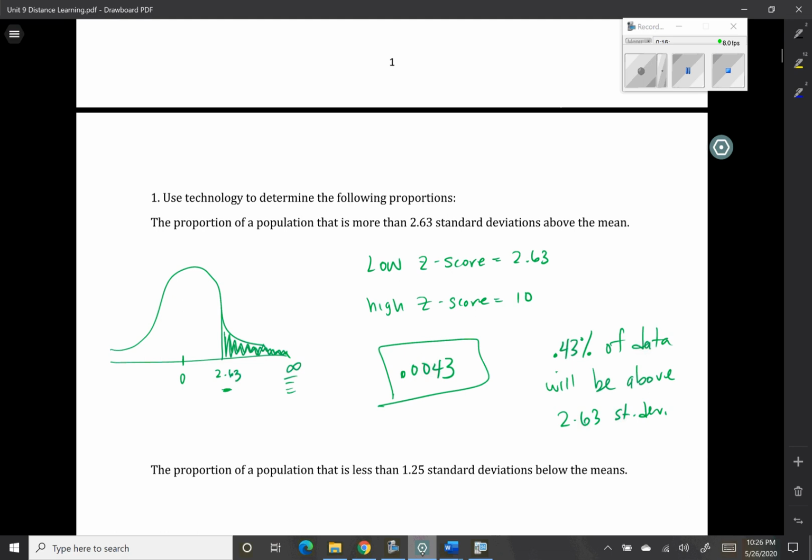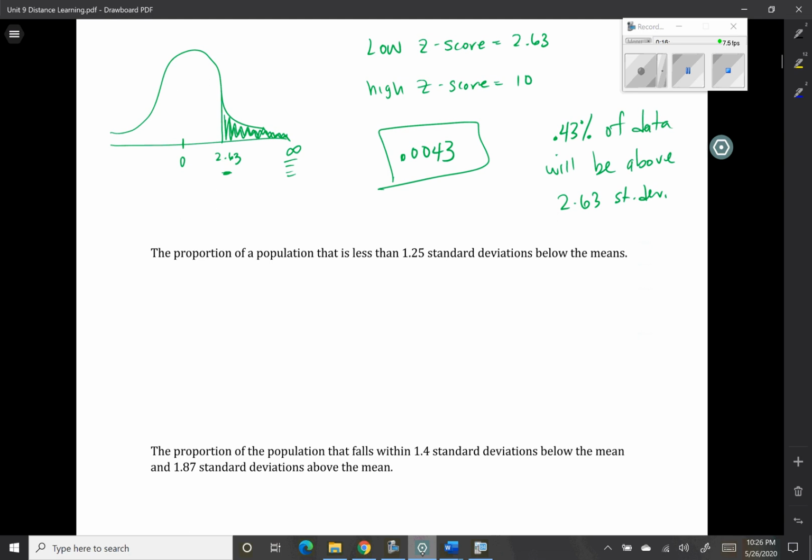A very, very small portion of our data is going to fall above that number. Because we just said between 2 standard deviations is 95% of your data. So if we're talking about the numbers that are above 2.63 standard deviations, it's going to be a very small percentage.